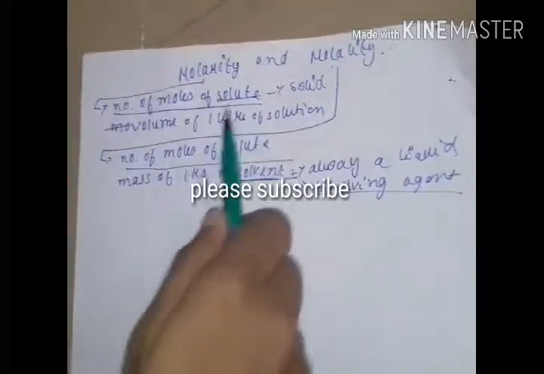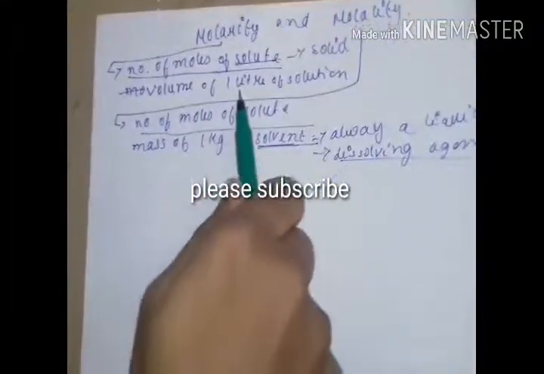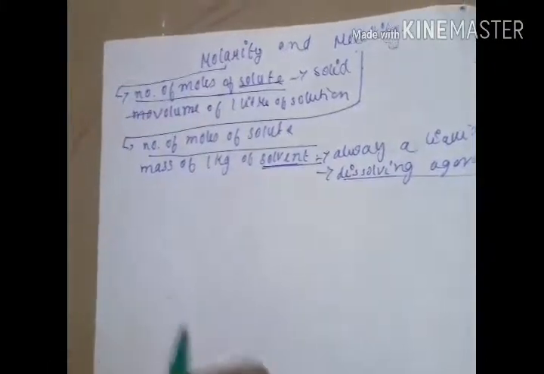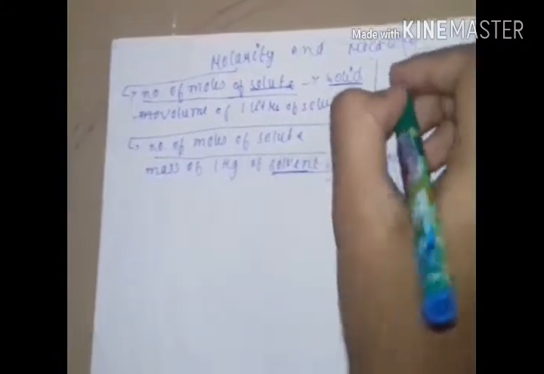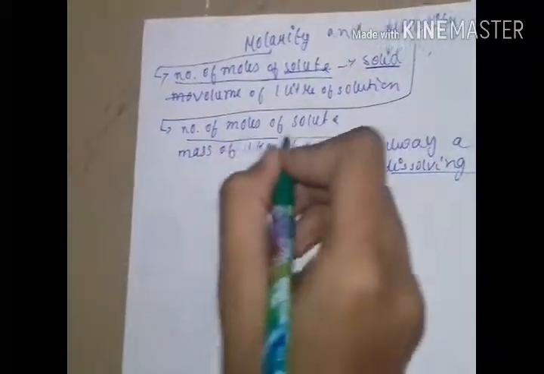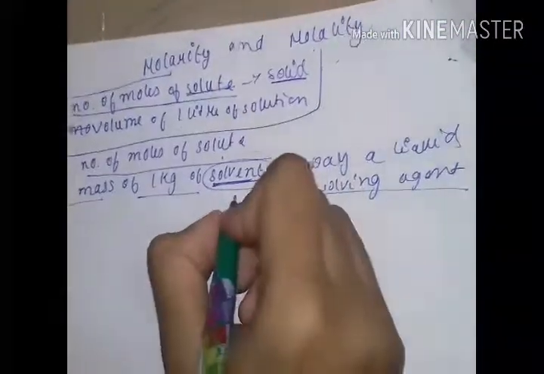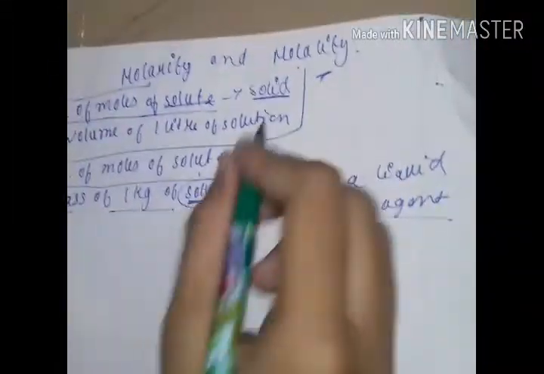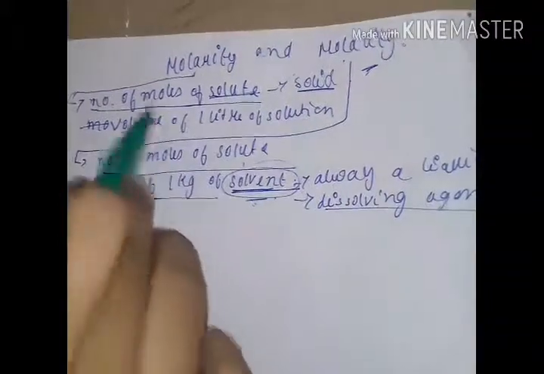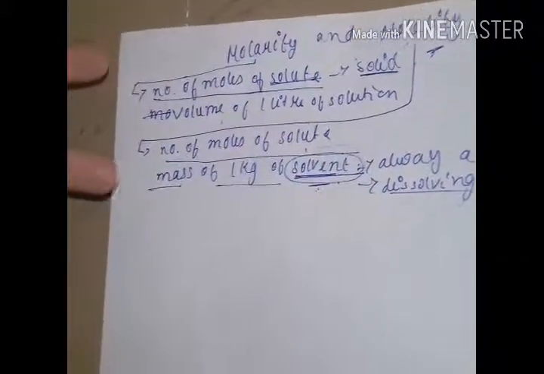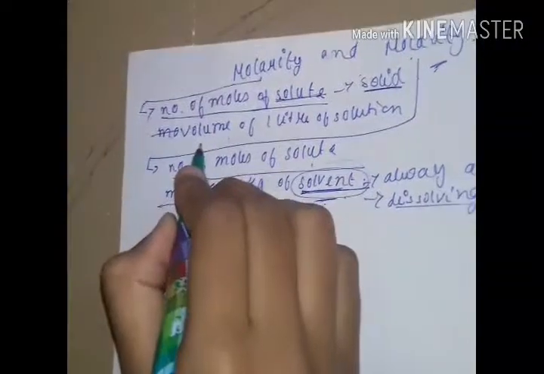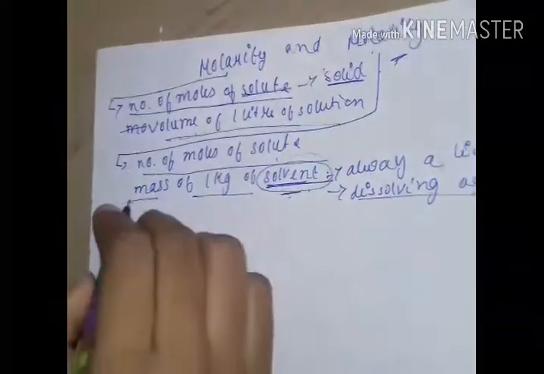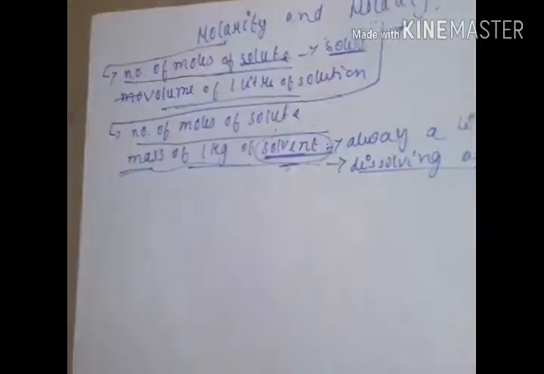Now we are going to talk about molarity and molality. Molarity is the number of moles of solute per volume of 1 liter of solution. Number of moles of solute means it is usually a solid substance. And molality is the number of moles of solute per mass of 1 kg of solvent. Solvent is most important in molality. There is a difference between these two, because molarity is per volume of 1 liter of solution, and molality is per mass of 1 kg of solvent.